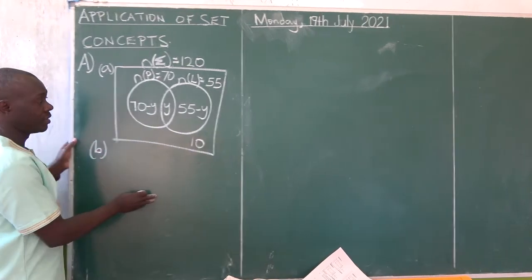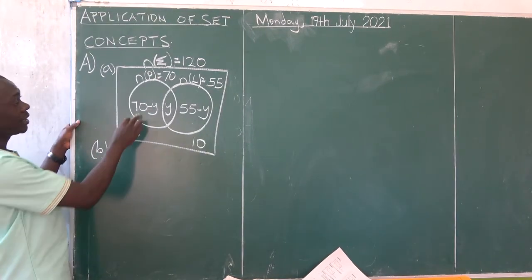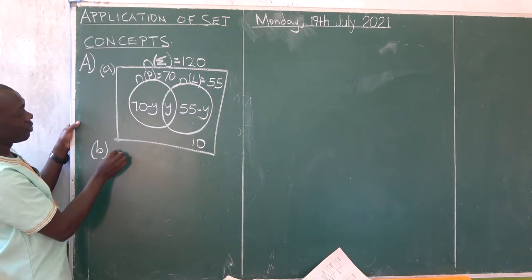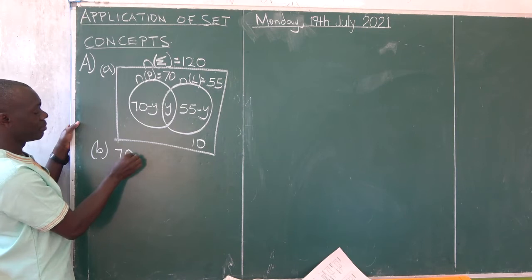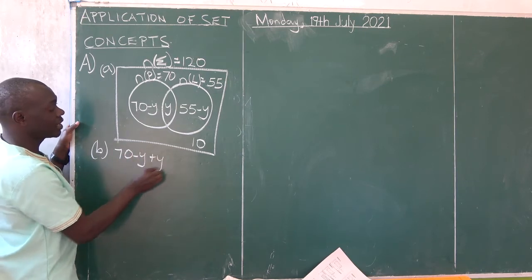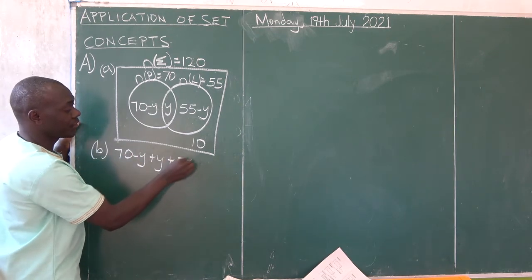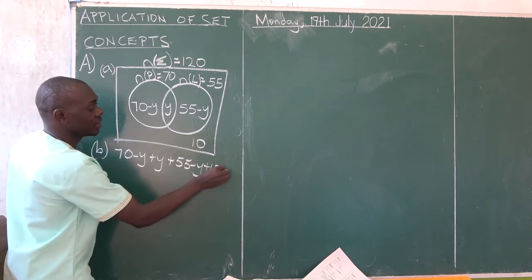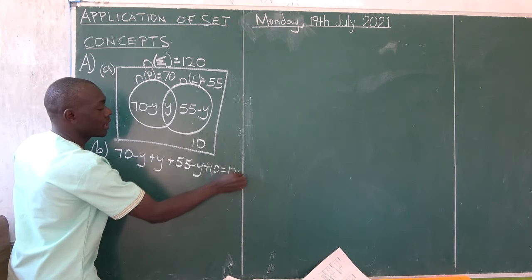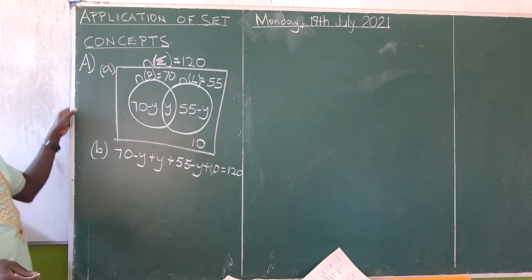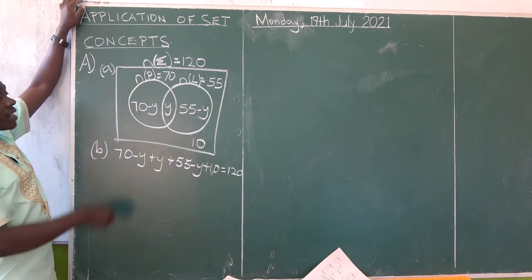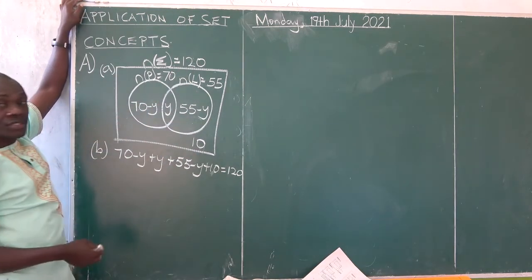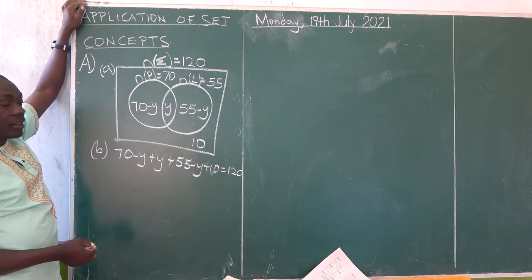So we are then forming an equation of algebra. We add all these to 120. So we say 70 minus y plus 55 minus y plus 10 is equivalent to 120, as opposed to 70 we used the other time. So now that is the equation. We add whatever is inside to the universal, which is 120.